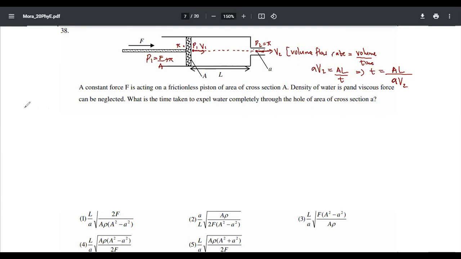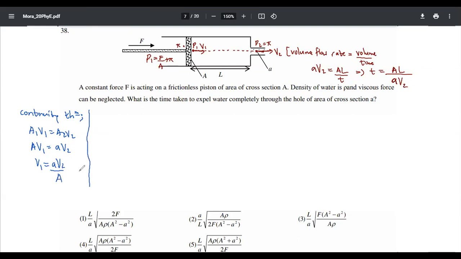We can first of all start with continuity theorem. Continuity theorem is A1 V1 equal A2 V2. So capital A V1 equals simple A V2. Therefore, I don't need V1 in my answer. Final answer is V2, no people? V1 is equal to simple A V2 over capital A.